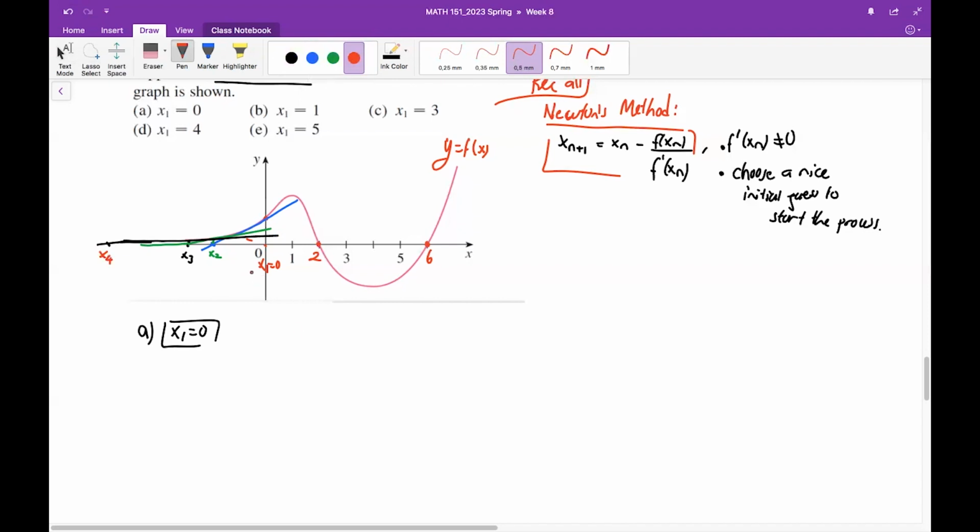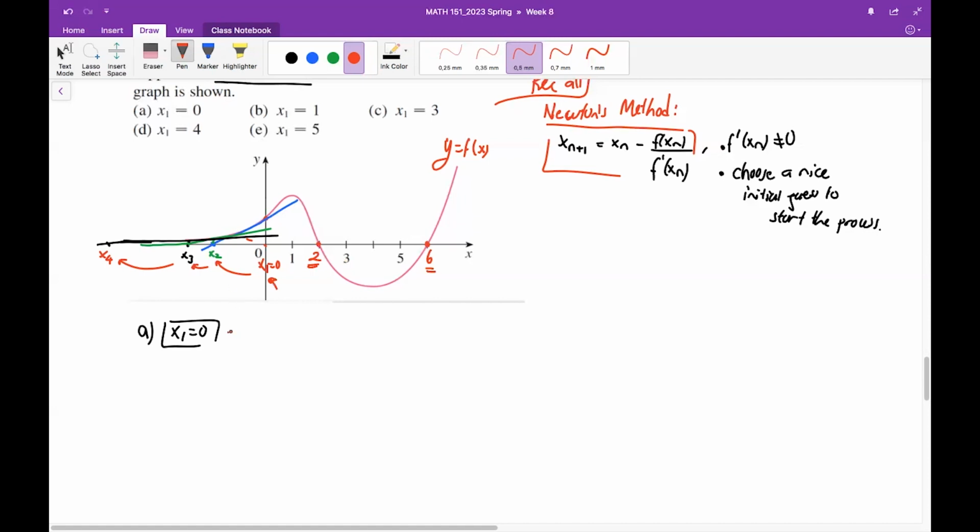So you see that x1 was here, then we moved to x3, to x4. The x-intercepts of the tangent lines are not approaching one of the roots, which are 2 and 6. In fact, they are getting far away from the roots, which means that this initial guess was not a nice one. For x1 equals 0, Newton's method is not working, as we can see that the x-intercepts of recursive tangent lines are not approaching the actual root. They are getting far away.